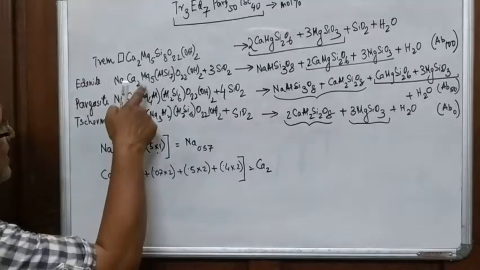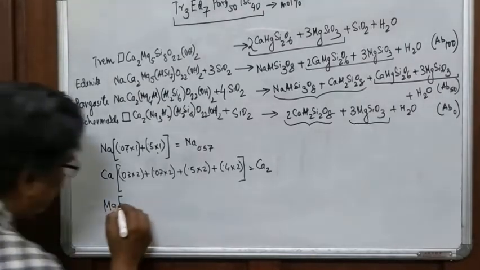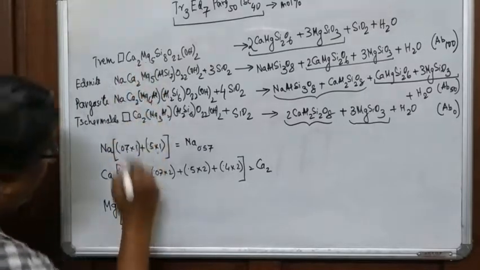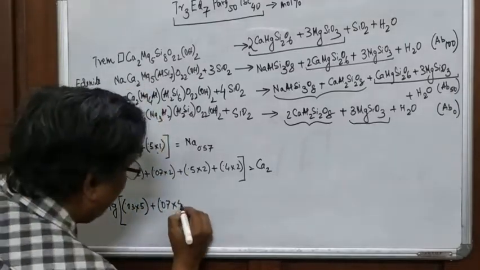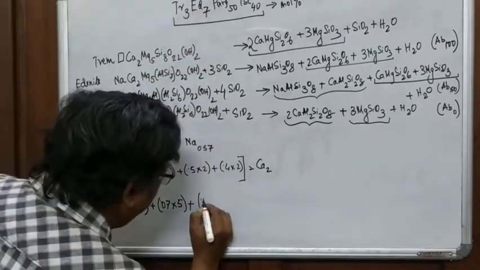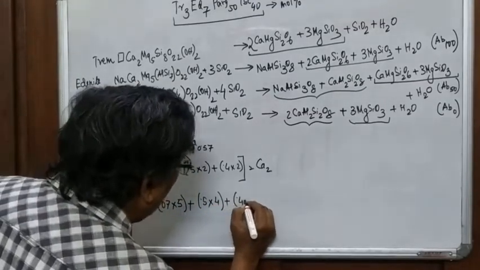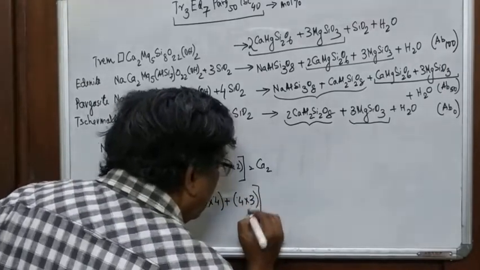Okay, then let's go to magnesium and see what happens. Magnesium, once again you try with tremolite, 0.03 into 5 plus 0.07 into 5 plus 0.5 into 4 plus 0.4 into 4. That's magnesium. Right? And this value comes to... So that's 3. Which one? Tremolite, Mg5. Yes, yes, yes.